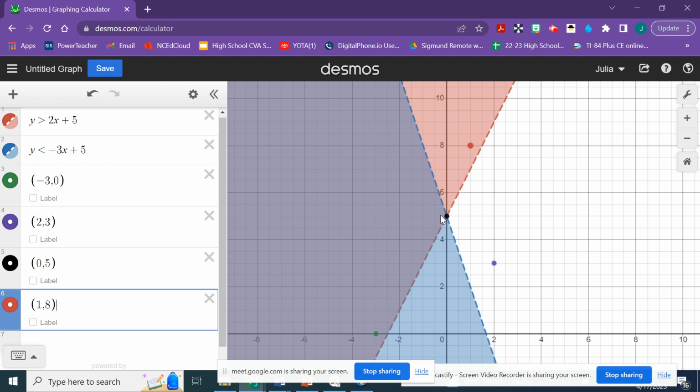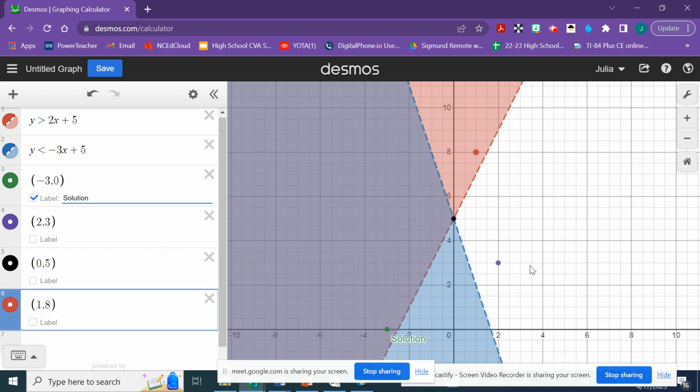It's on the dotted line, right? So both of them are dotted lines. So those are just parameters. That means this will not work. If they had both been solid lines, then the (0, 5) and (-3, 0) would be solutions. So this is the only one that would be a solution. The rest would not.